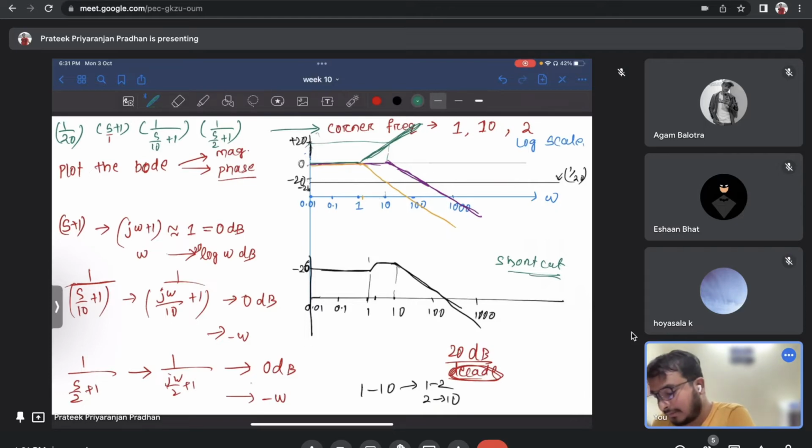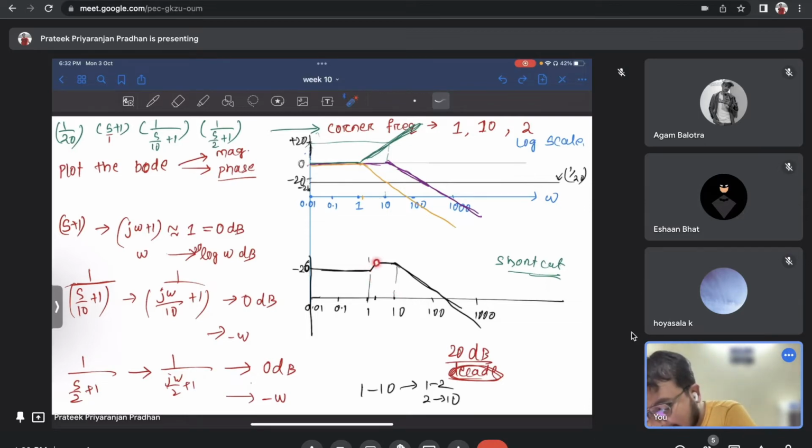First step is you need to factorize anyhow, then find the corner frequencies and mark them: 1, 2 and 10. For the DC gain, from the y-axis to the first corner frequency, draw a straight line. After that, at the first corner frequency, if there is a zero, there will be an increase of 20 dB per decade, or if it's a pole, it will be a negative 20 dB per decade.